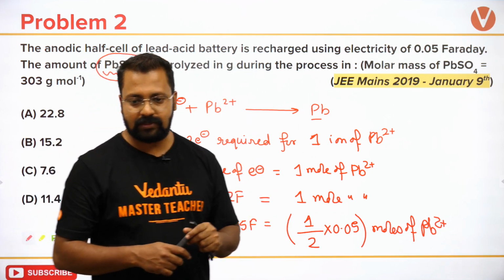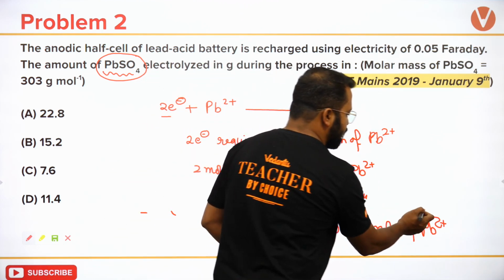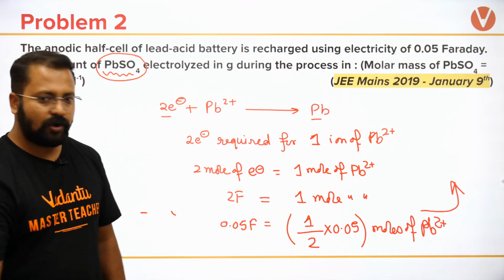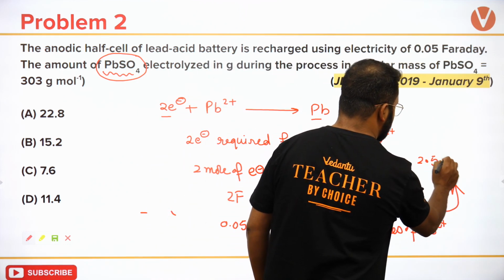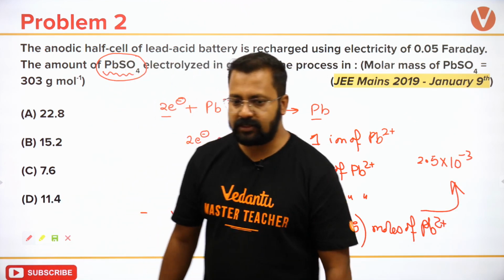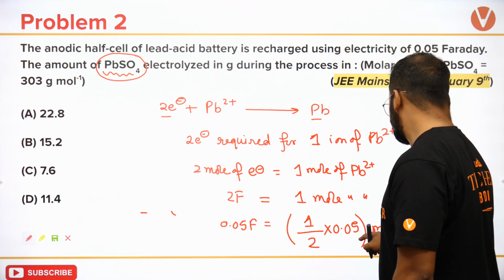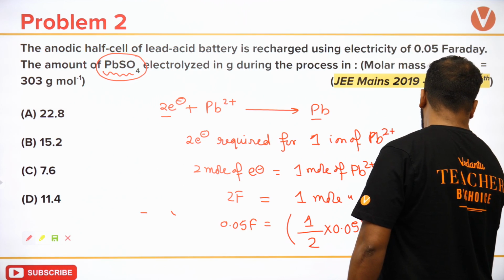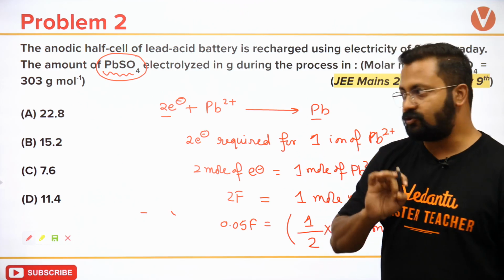How many moles is it? Whatever moles you get, you have to convert this into grams. So Vanshaj, very good. 2.5 times 10 raised to minus 3. Sorry, it will be 0.025. So it will be 25 times 10 raised to minus 3.